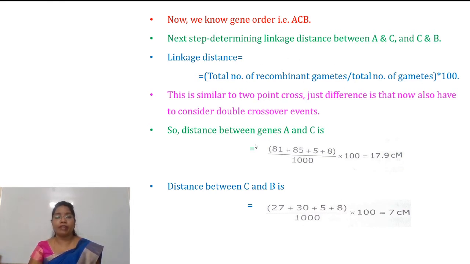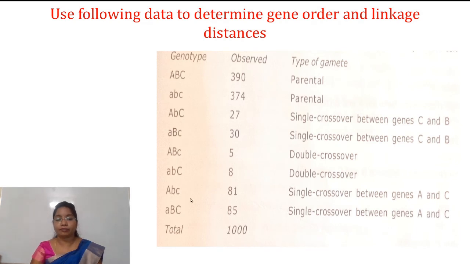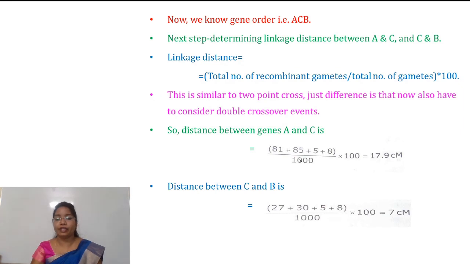Okay. So if we have to calculate the distance between A and C, at that time we know that these are the 81 plus 85, single crossovers between A and C, and also we have to add the 5 plus 8. So in this way, 81, 85, 5 and 8 divided by 1000 multiplied by 100. So this is 17.9 centimorgan.